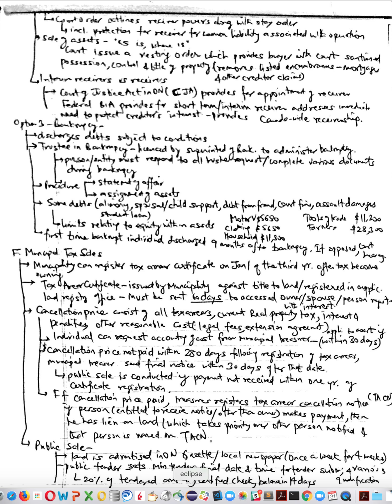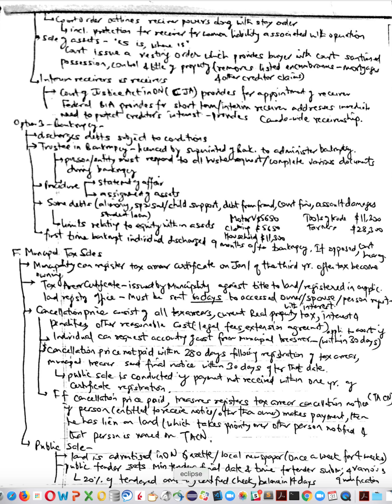The tax area cancellation certificate verifies that the tax area certificate registered against specific property has been cancelled and that the cancellation price was paid either by the owner, consequently no lien existed, or by another person entitled to receive notice, and the individual has a lien with priority over anyone else that received that notice.